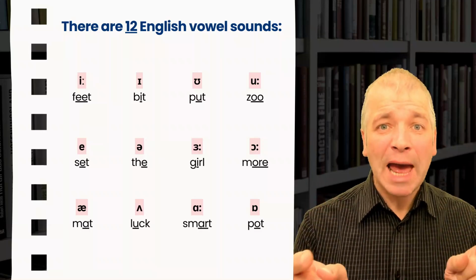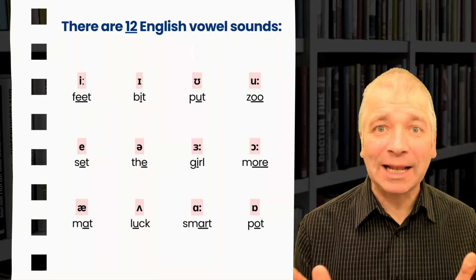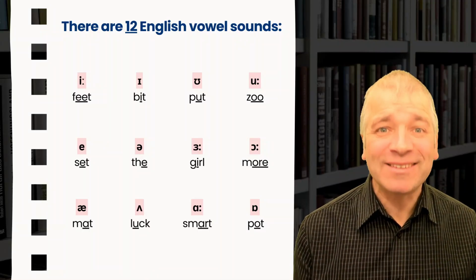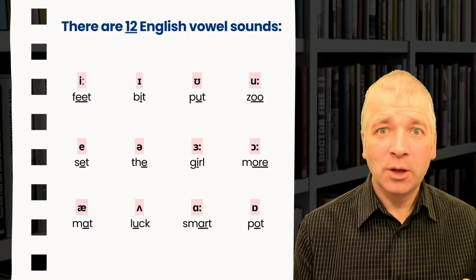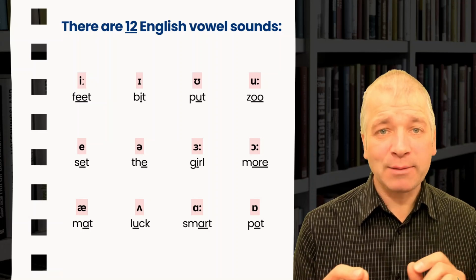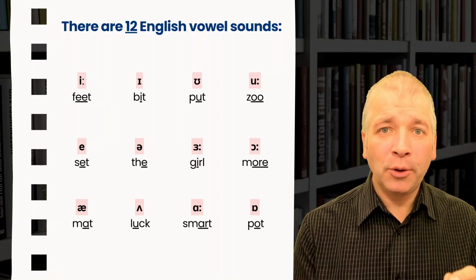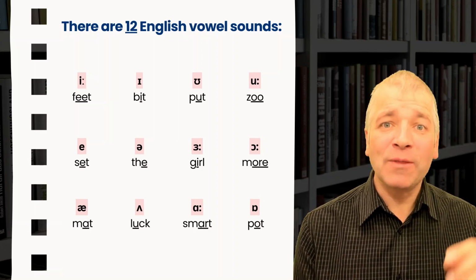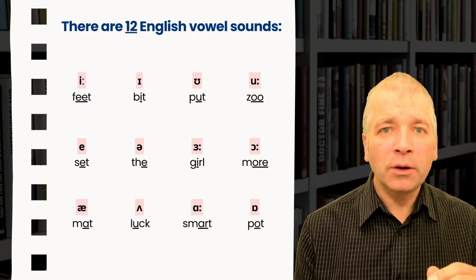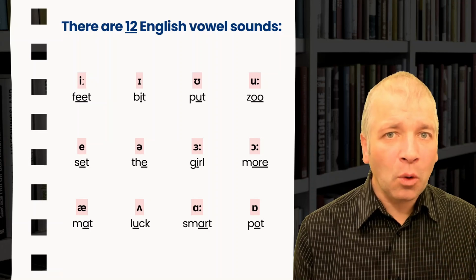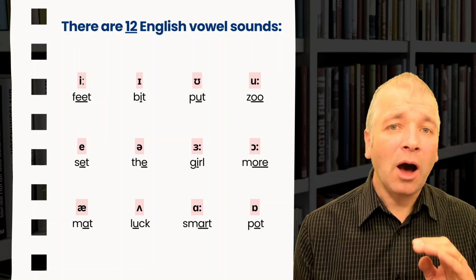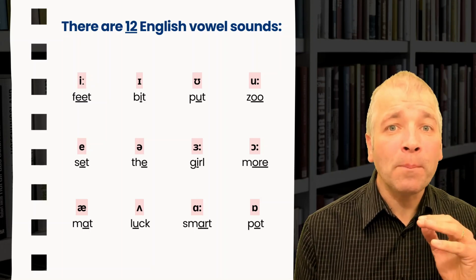How do you pronounce English vowel sounds correctly? Well, there are 12 English vowel sounds and they're all presented here on this screen. Starting from the top left, E as in feet, I as in bit, as in put, and U as in zoo. Then on the next row, E for set, for the, for girl, and or for more. On the final row, A for mat, for luck, R for smart, and O for pot.